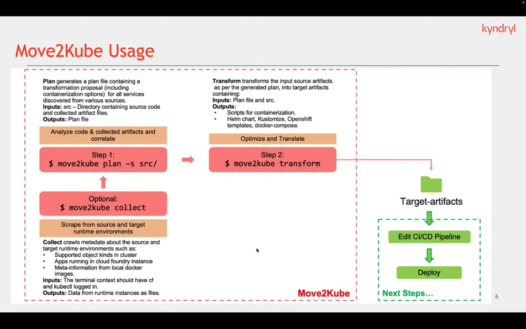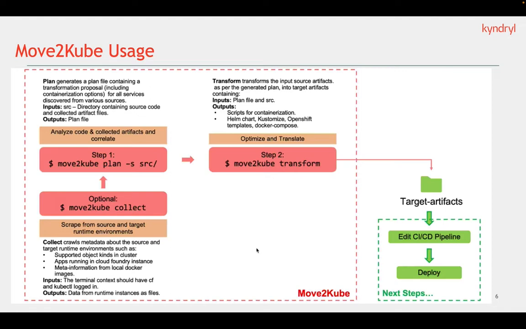It's going to effectively have a series of engines that it applies against the target environment, and based on that, we'll see what it plans to do, right? And I have the freedom to back out some of those engines in the output of the plan stage, and then follow that up with the actual transformation with move to Kube transform.